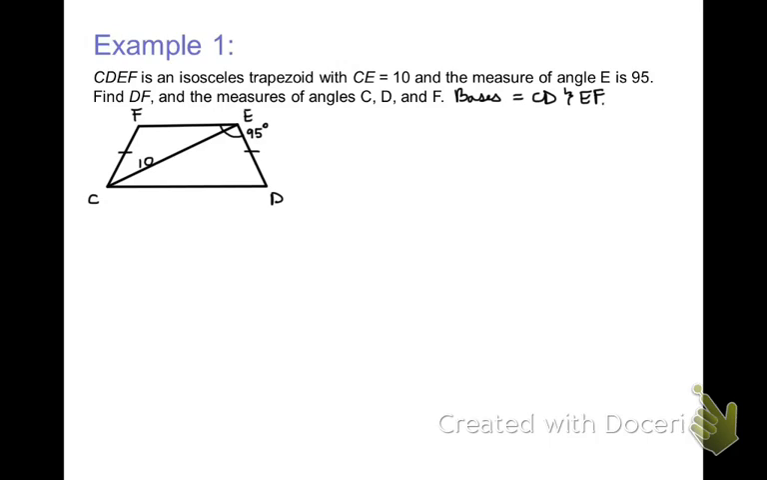So the first thing they want us to do is find DF. That should be easy enough, right? What do you know about the diagonals in an isosceles trapezoid? An isosceles trapezoid should have congruent diagonals. And I have the key word here. I am told that it is isosceles, right? So I know that this DF should also be 10.